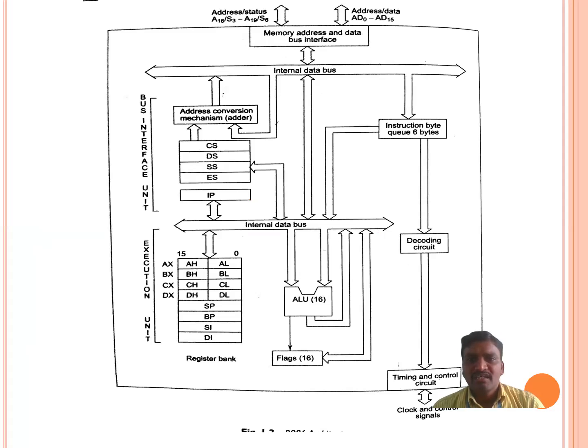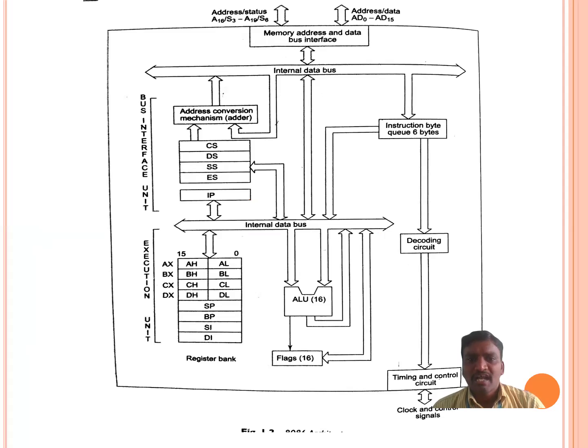After fetching that, the fetched information is given to the instruction byte queue. The size of the instruction byte queue is 6 bytes long. It consists of 6 bytes only, and this instruction byte queue follows the first in first out technique. That means the data that enters the queue first will come out of the queue first.